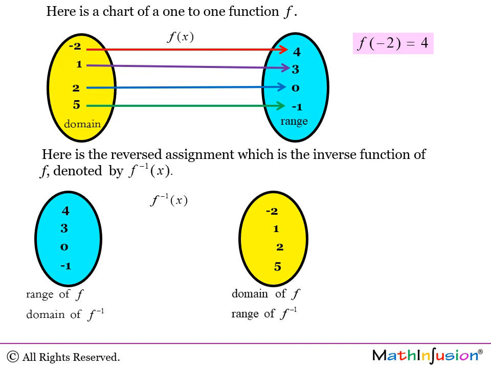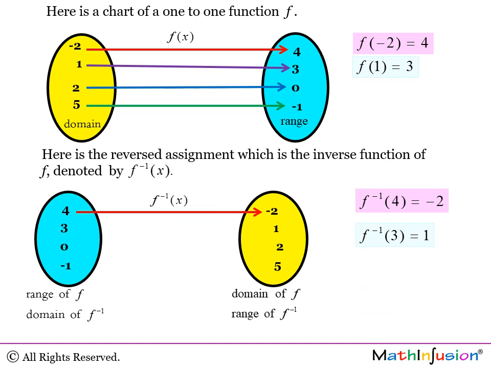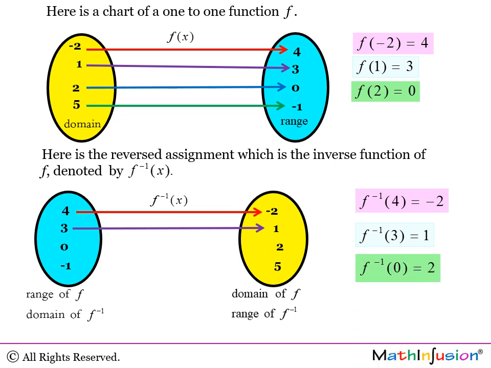The function f assigned -2 to 4, so f of -2 is 4. Here we get that f to the -1 of 4 is -2. F of 1 is 3, so f to the -1 of 3 is 1. F of 2 is 0, so f to the -1 of 0 is 2. F of 5 is -1, so the inverse of -1 is 5, or f to the -1 of -1 is 5.